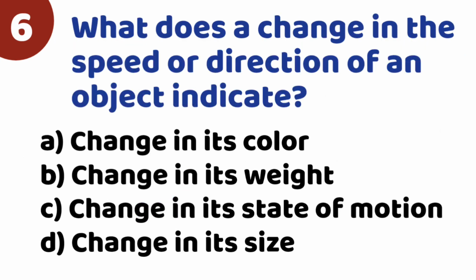Sixth quiz. What does a change in the speed or direction of an object indicate? Option A, change in its color. Option B, change in its weight. Option C, change in its state of motion. Option D, change in its size. The correct answer is option C, change in its state of motion.